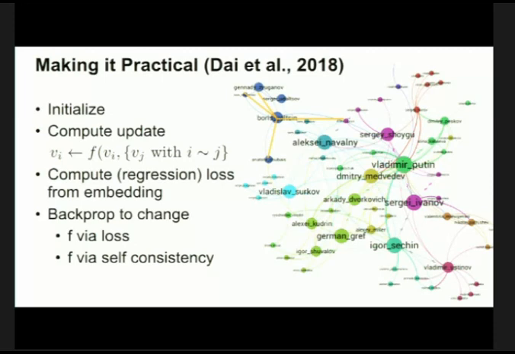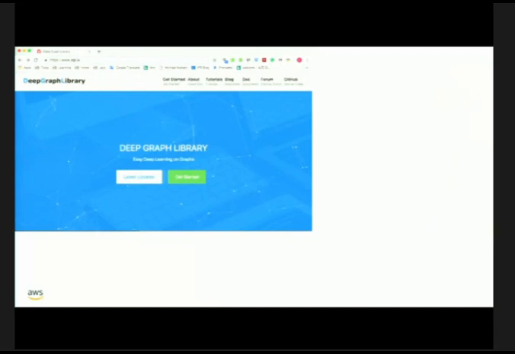So that's the trick. And in doing that, you get something that's actually computationally tractable, and it works quite well. Okay. So now I've bored you for long enough with theory. You probably want to see how this thing actually works, right? So enter deep graph.